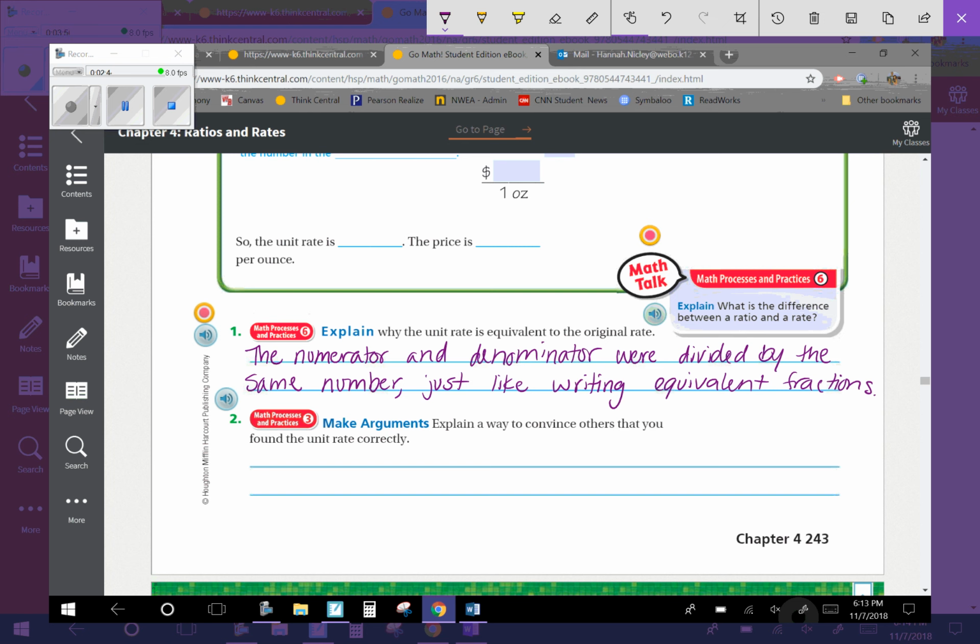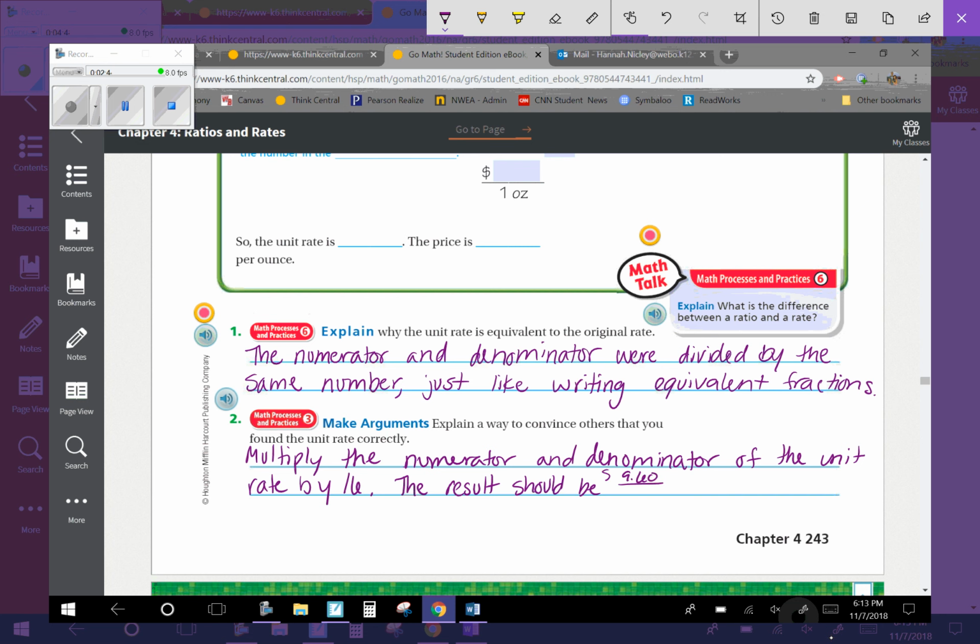Explain a way to convince others that you found the unit rate correctly. So for that, if you multiply the numerator and denominator by 16, the result should be $9.60 to 16 ounces, which is the given rate in the problem. So again, if you multiply the numerator and denominator of the unit rate by 16, the result should be $9.60 over 16 ounces, which is the given rate in the problem.